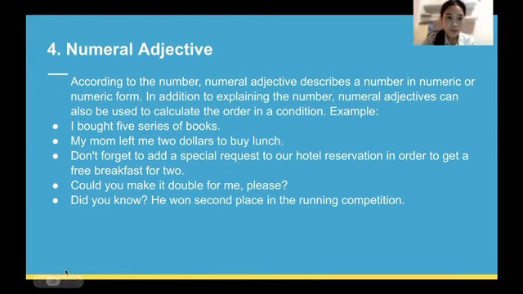Four, numeral adjectives. Numeral adjectives describe a number, in numeric form or in words. In addition to explaining the number, they can also be used to indicate order. Examples: I bought 5 series of books. My mom left me $2 to buy lunch. Don't forget to add a special request to our hotel reservation in order to get a free breakfast for 2. Could you make it double for me, please? Did you know he won 2nd place in the running competition?